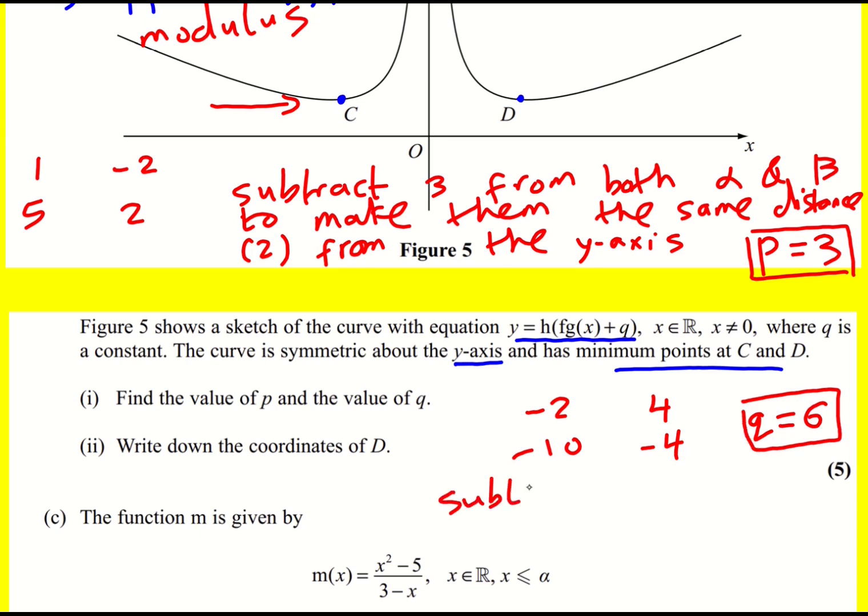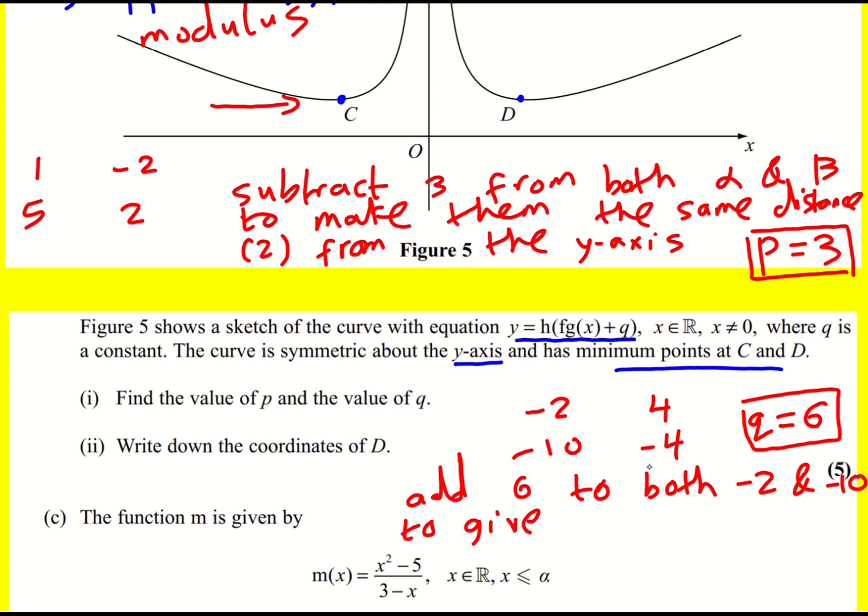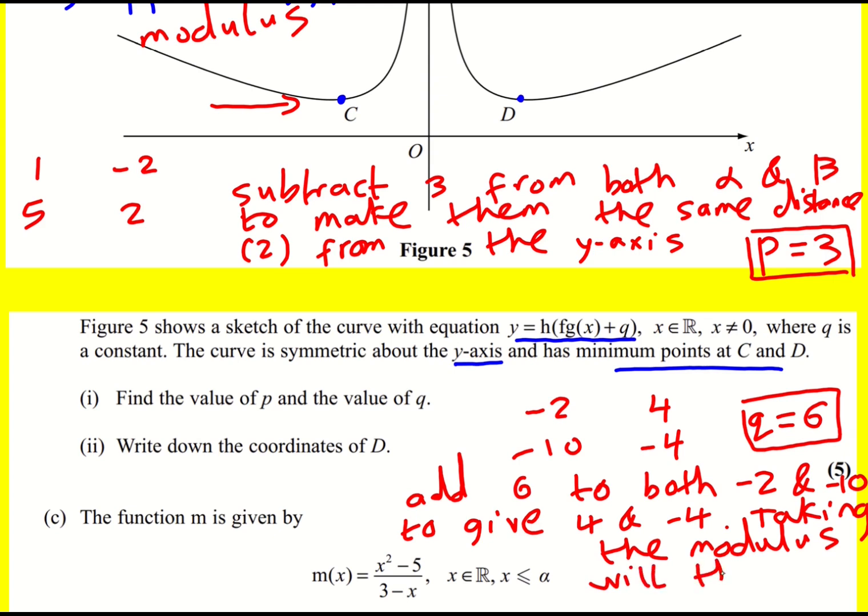Just going to write a few more words on it. Sorry, not subtract, add 6 to both minus 2 and minus 10. These are the y values that go with alpha and beta, to give 4 and minus 4. Taking the modulus will then transform them both to being at 4.